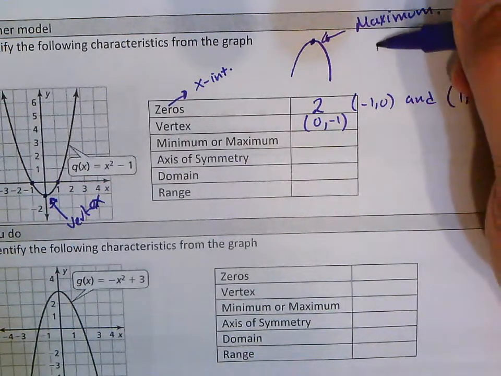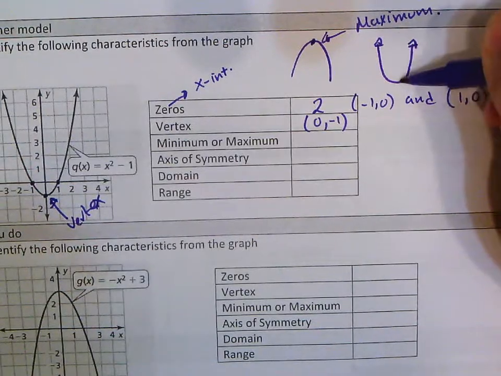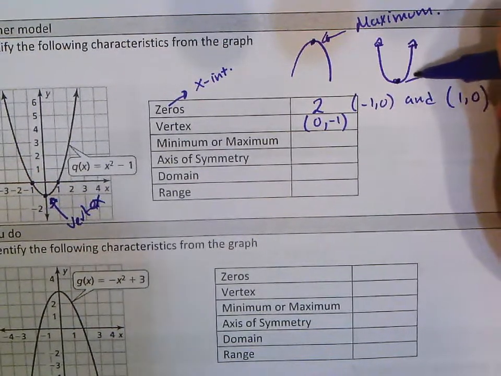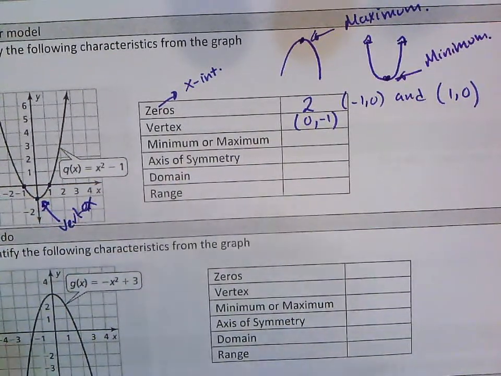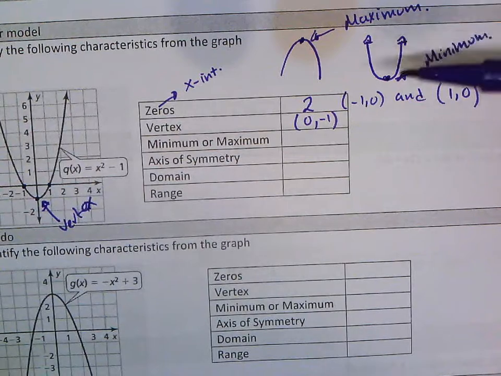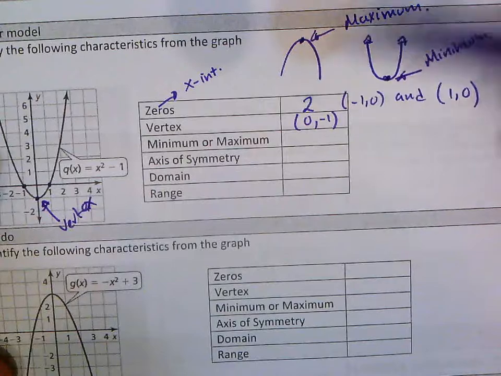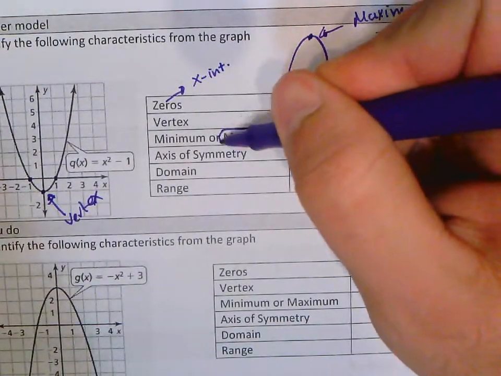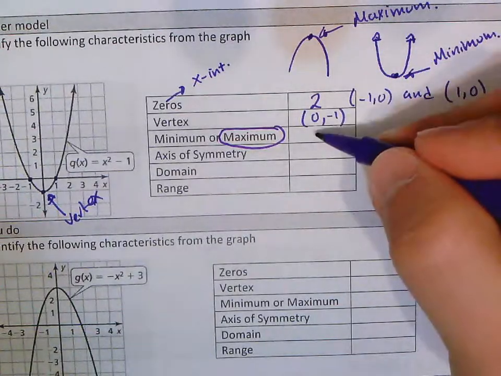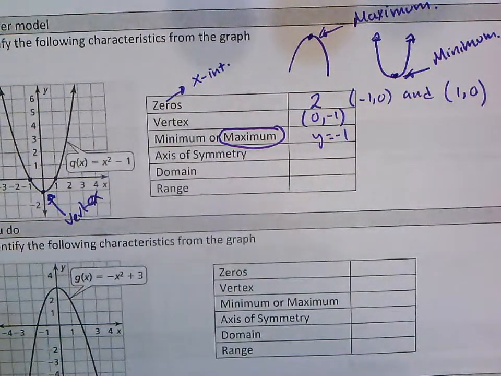If the parabola is open upwards, then that means that we have a minimum. The minimum or maximum just means the y value of the vertex. In this case, since my parabola is open upwards, I have a minimum, and the minimum will be y equals -1.